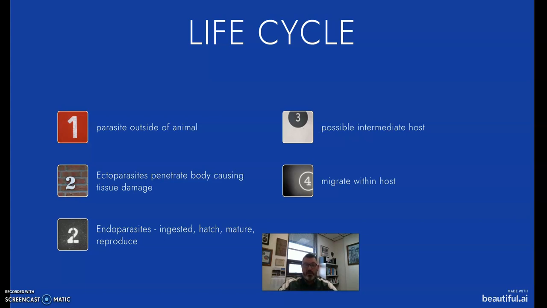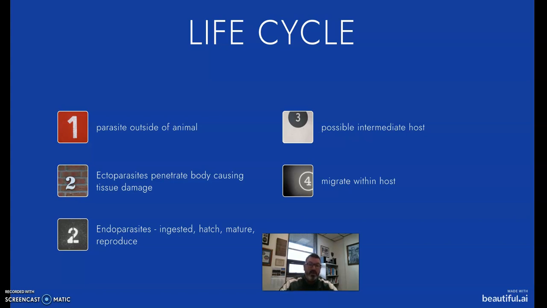They hatch, mature, reproduce, shed more eggs. It goes back onto the pasture. They may be consumed by an intermediate host, or may stay on the pasture or in the feed area for an indeterminate amount of time. So we may have that intermediate host. That's possible, and it may migrate within the host. That is also possible, but not necessarily every single worm does that.